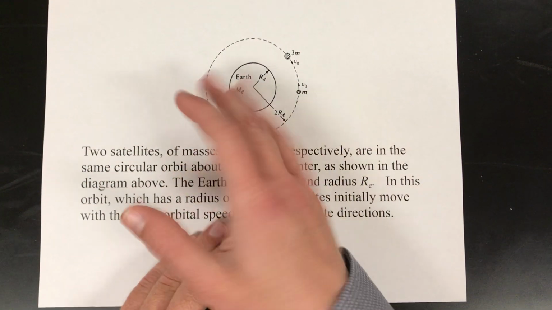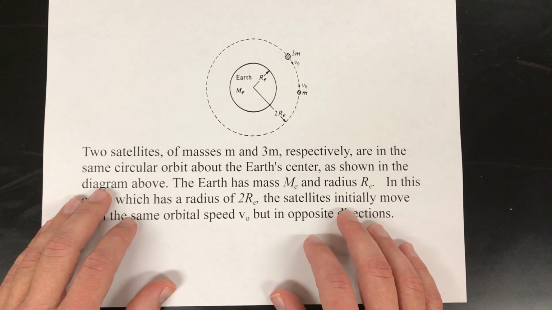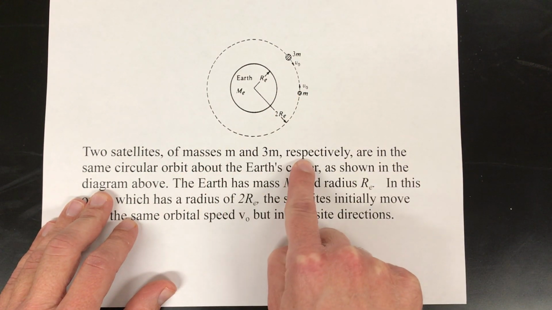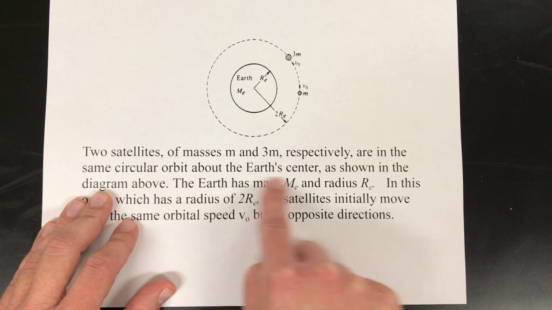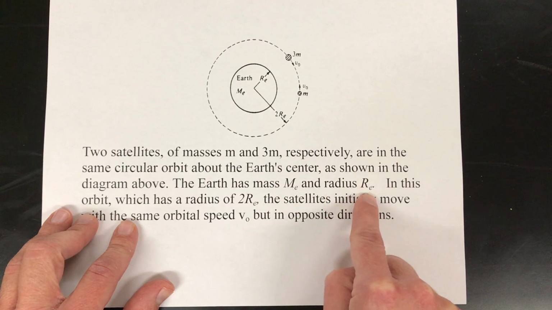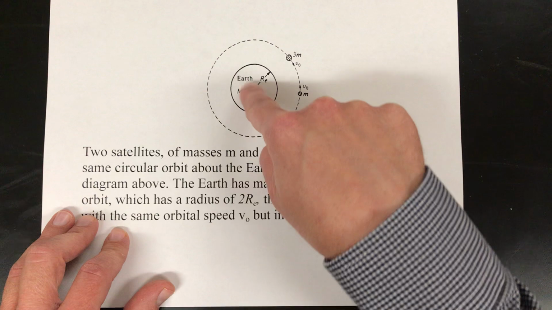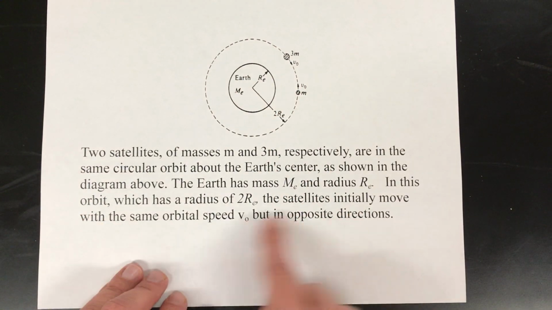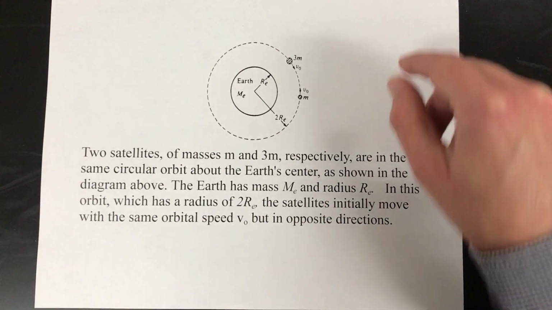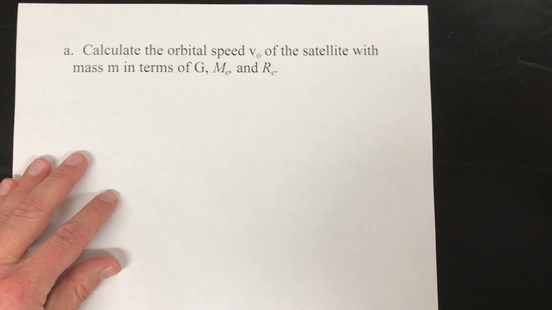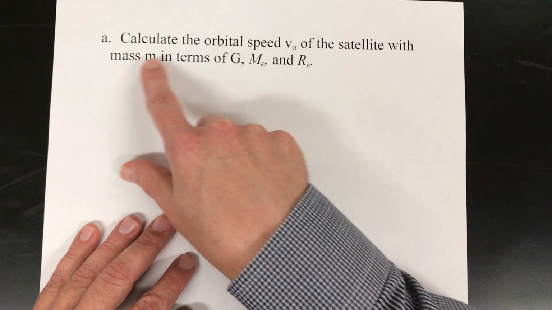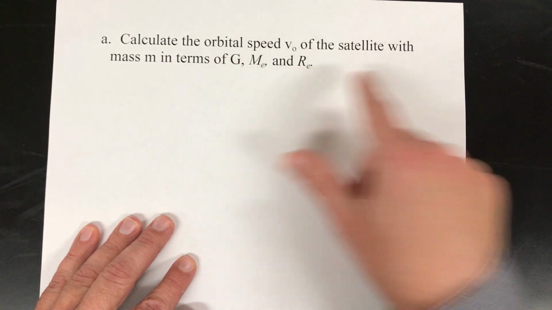Hey everybody, this is a modified version of one that came out in 1984. It says two satellites, of masses m and 3m respectively, are in the same circular orbit about the Earth's center as shown in the diagram above. The Earth has a mass of m sub e and radius of r sub e. In this orbit, which has a radius of 2re, the satellites initially move at the same orbital speed v0, but in opposite directions. So first thing they want to know here is calculate the orbital speed v sub 0 of the satellite with mass m in terms of G, me, and re.